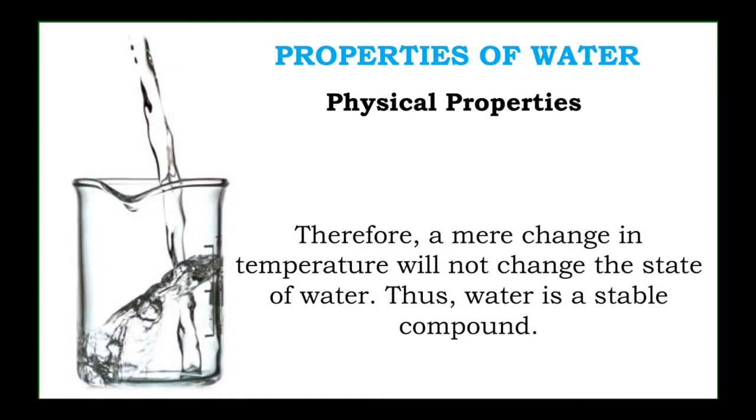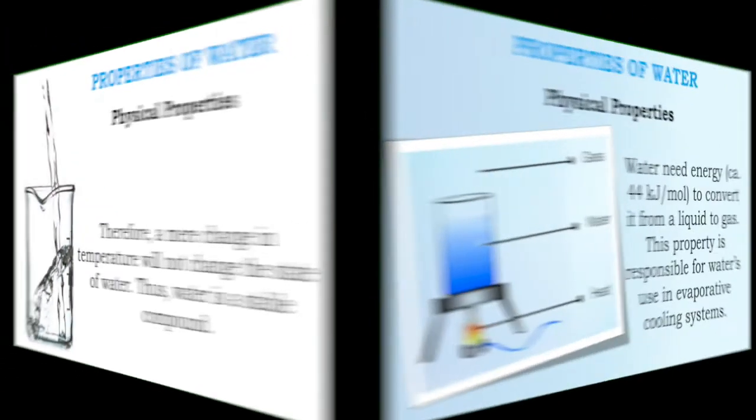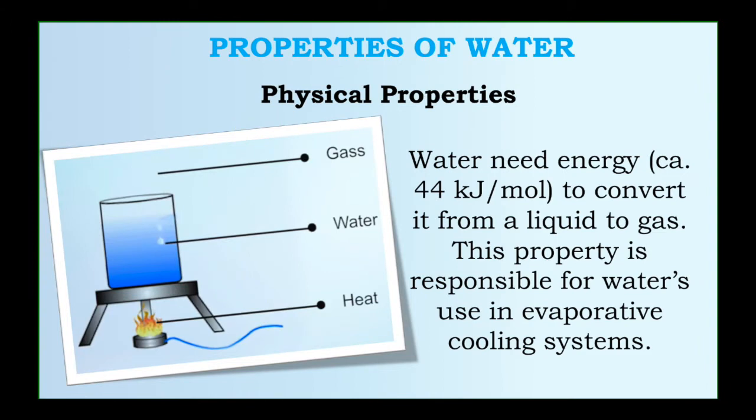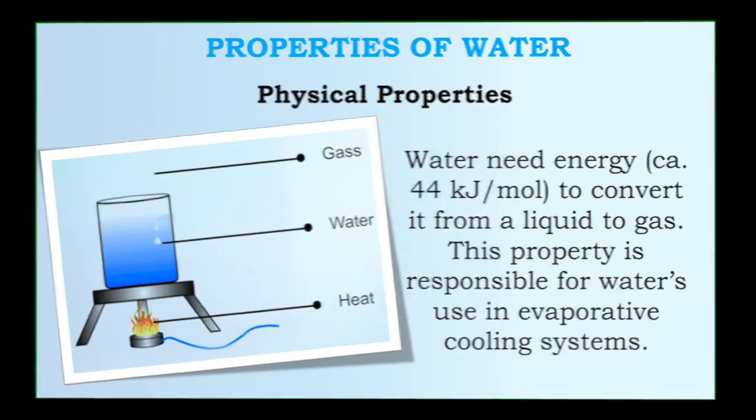So, a mere change in temperature will not change the state of water. Thus, water is a very stable compound. Water has a high heat of vaporization. Water needs energy of about 44 kilojoules to convert it from a liquid to a gas. This property is responsible for water's use in evaporative cooling.